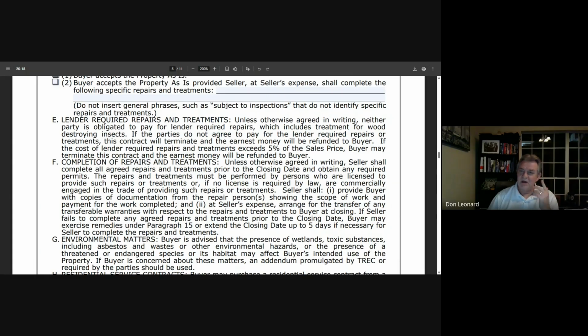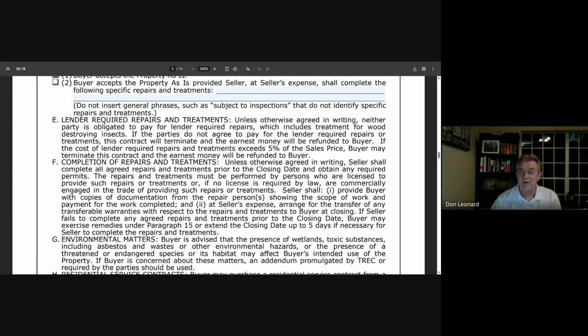That's more than we thought was going to need to be done. So we have decided to walk away. And of course, they'll get their earnest money back, not their option fee, but they'll get their earnest money back. So a lot of different ways for the buyer to get out of this deal. But other than the option period, something else has to happen first before the buyer gets the right to walk away. F talks about completion of repairs and treatments.